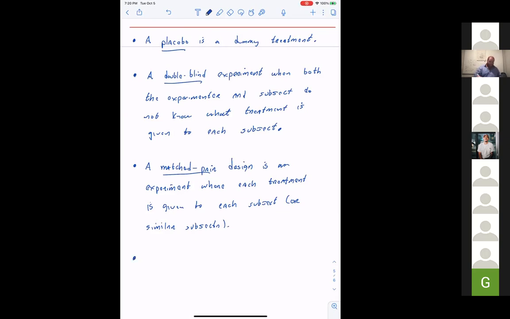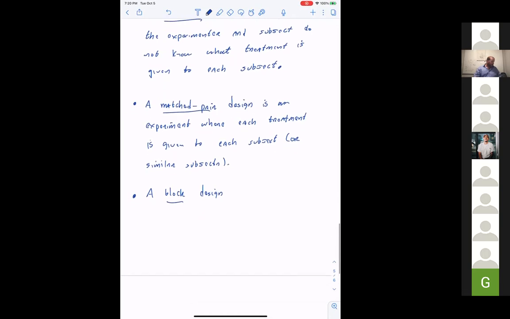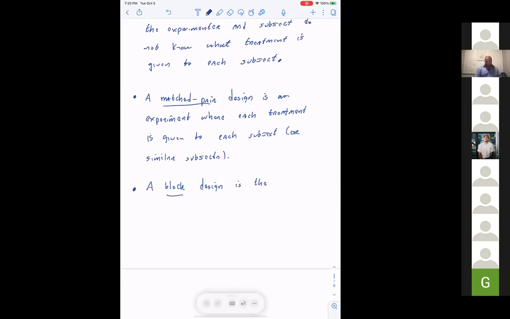The next one is a block design. A block design is kind of like a matched pair design, but it's a little bit beyond it. A block design is the random assignment of treatments within blocks, or within blocks or subcollections within the population.